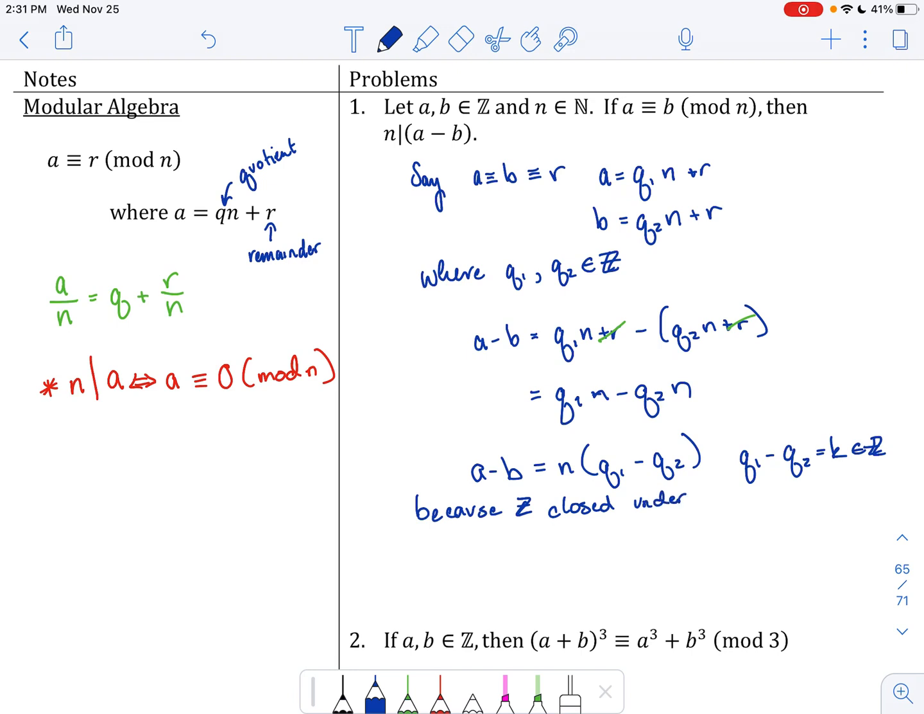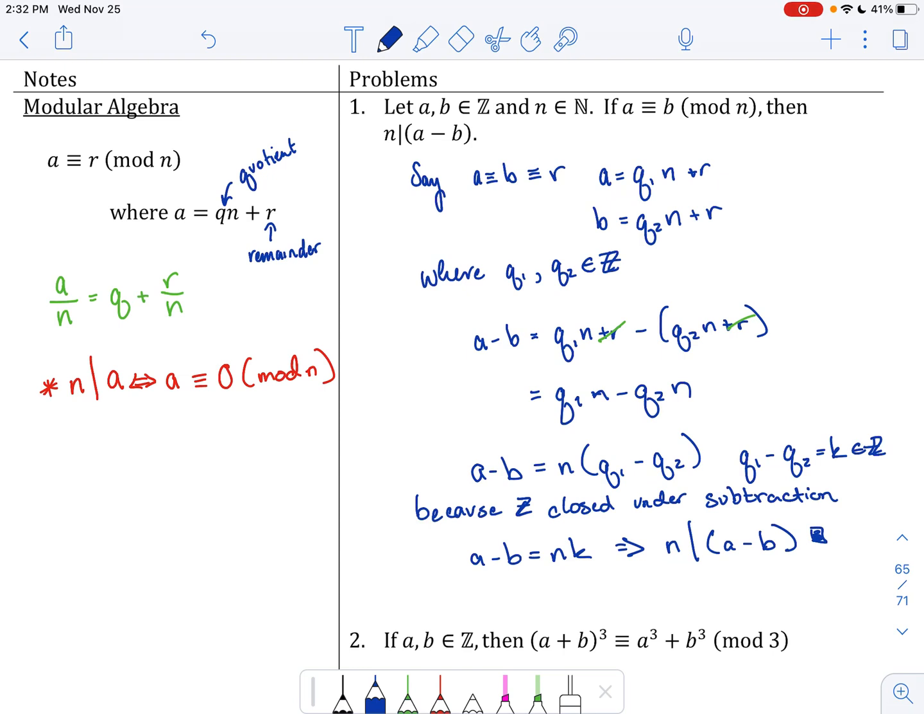You need to argue that this is true. This is a really important part. If that's not true, then you will not have a complete proof. So then A minus B is equal to nK, which means that n divides A minus B, which is what we wanted to show.